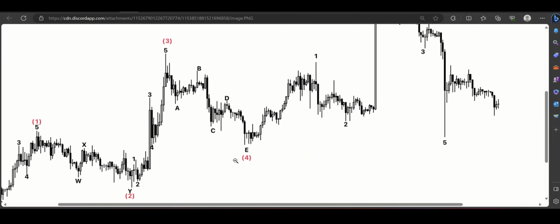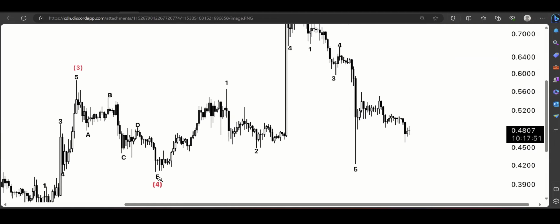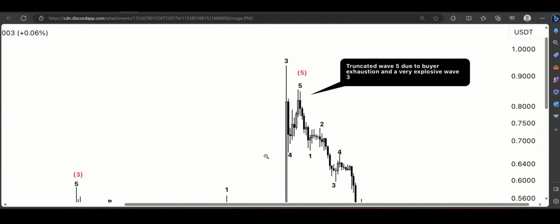a descending broadening wedge for your wave 4, and then you have your extended wave 5. So your wave 1, 2, your wave 3, 4, and then your 5.